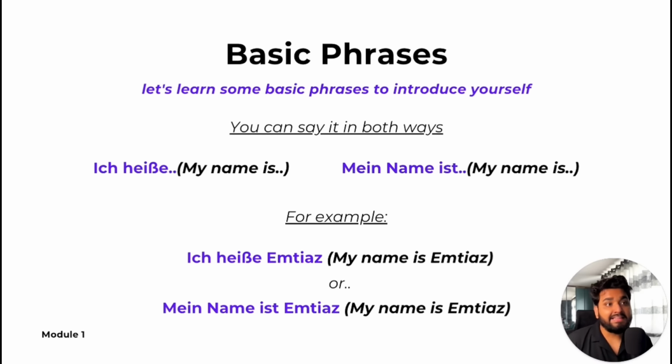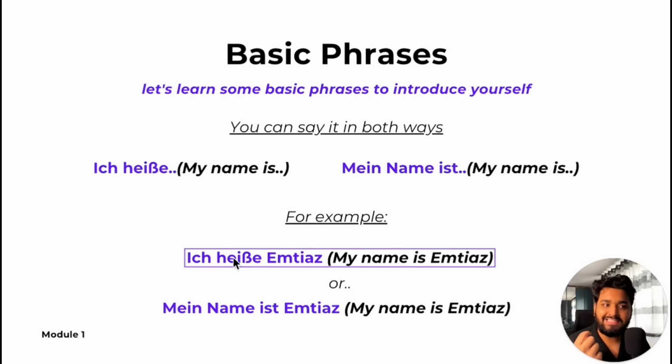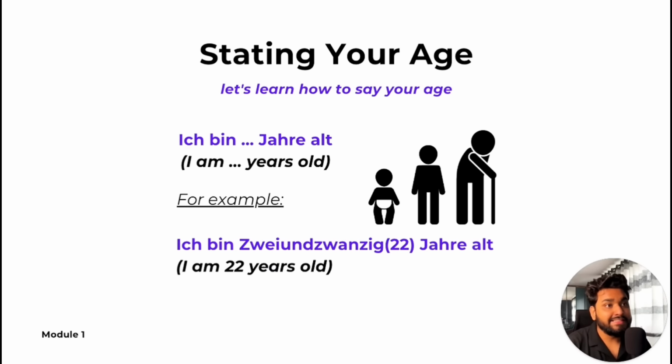Basic phrases. Let's learn some basic phrases to introduce yourself. You can say it in both ways: ich heiße or mein Name ist. Ich heiße is for my name is and mein Name ist is also for my name is. Yeah? For example, ich heiße Imtiaz, or I can also say mein Name ist Imtiaz. That's the same thing, yeah? You can say both phrases. The meaning of both phrases is my name is. Yeah? That's simple.